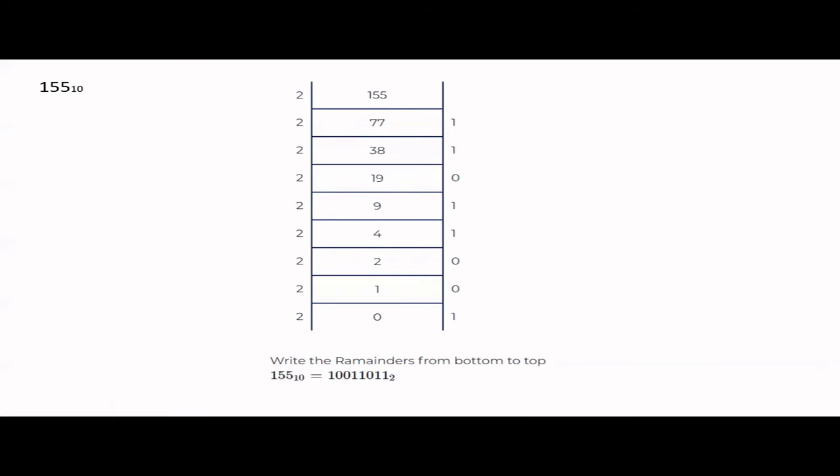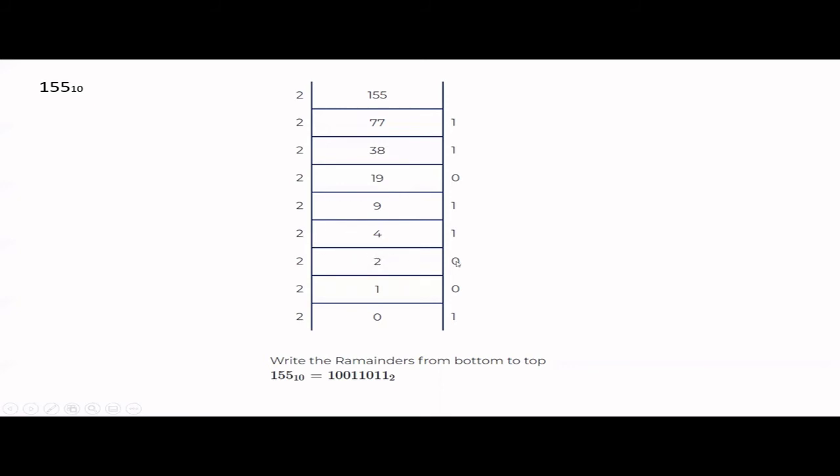2 into 9 is 18. So that's why 9 is the quotient and you have 1 as the remainder. From 9, you have to divide by 2. It's 4, and 1 is remaining. 4 divided by 2 is 2. 2 into 2 is 4.